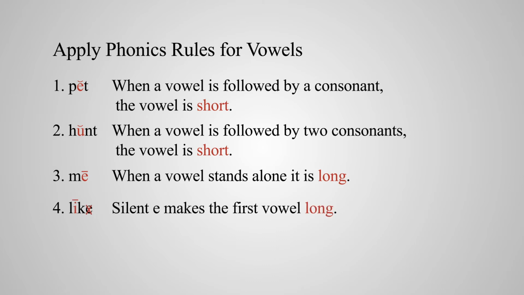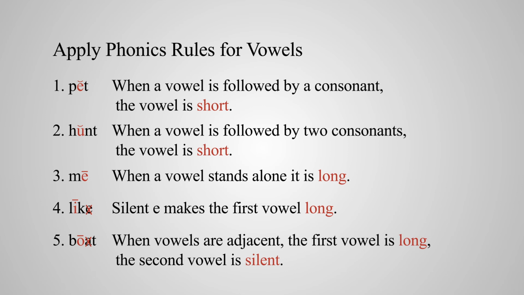The fourth rule for vowels is like, L-I-K-E. And the rule says silent E makes the first vowel long. So we have a silent E at the end of like. We don't say likey, so that E is silent. And we cross it off. And the next vowel you find in that word or syllable is the I. So it is long because silent E makes that first vowel long. So starting with the first sound in number 4, the word like, we say I, ike, like.